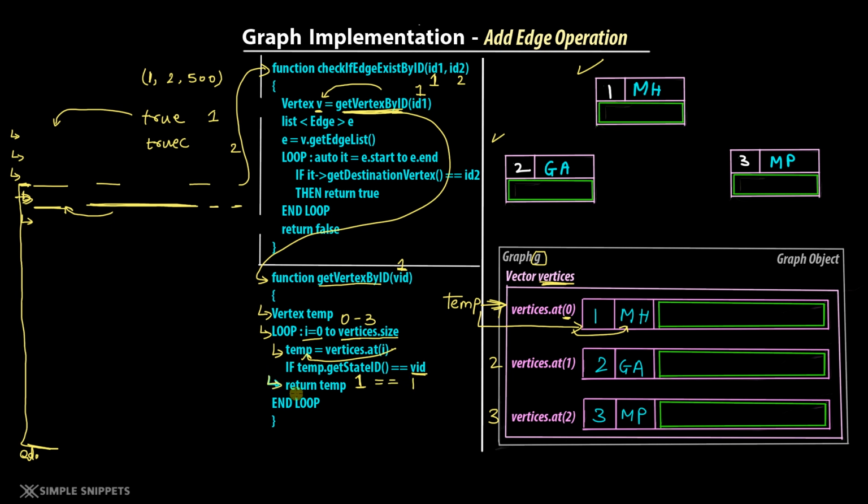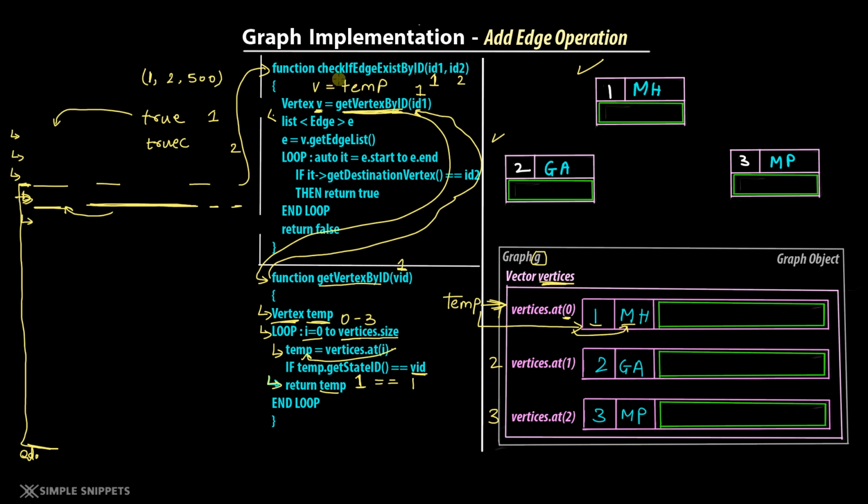Yes. So now we say return temp. So temp will be returned from get vertex ID back over here. And what is temp? Temp is nothing but an object of type vertex. So that will be caught by this vertex V on the left hand side. So we will have nothing but temp, correct? So V equals temp, which means V now has the value of 1 MH and the blank edge list, correct? Alright. Now since this function is done, we will continue with this function, check if edge exists by ID.